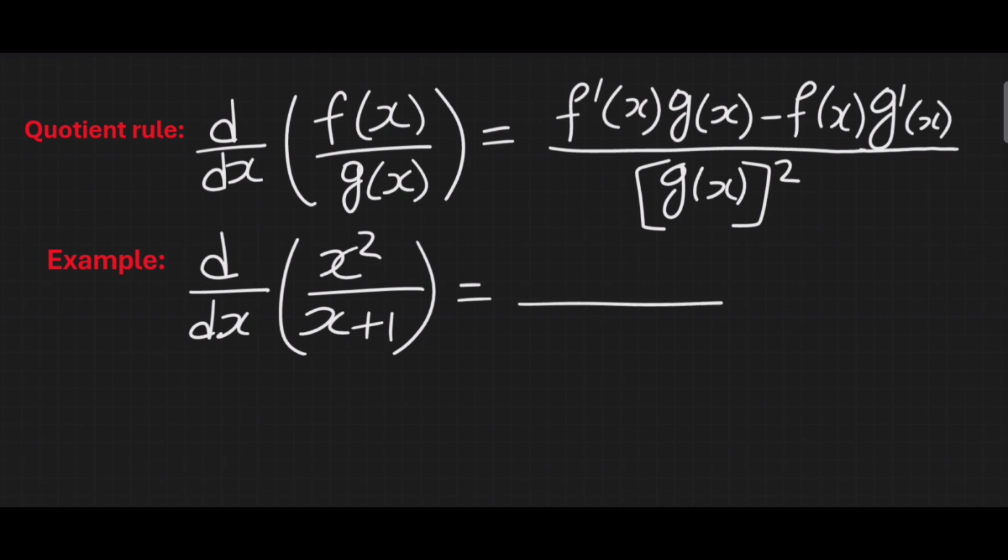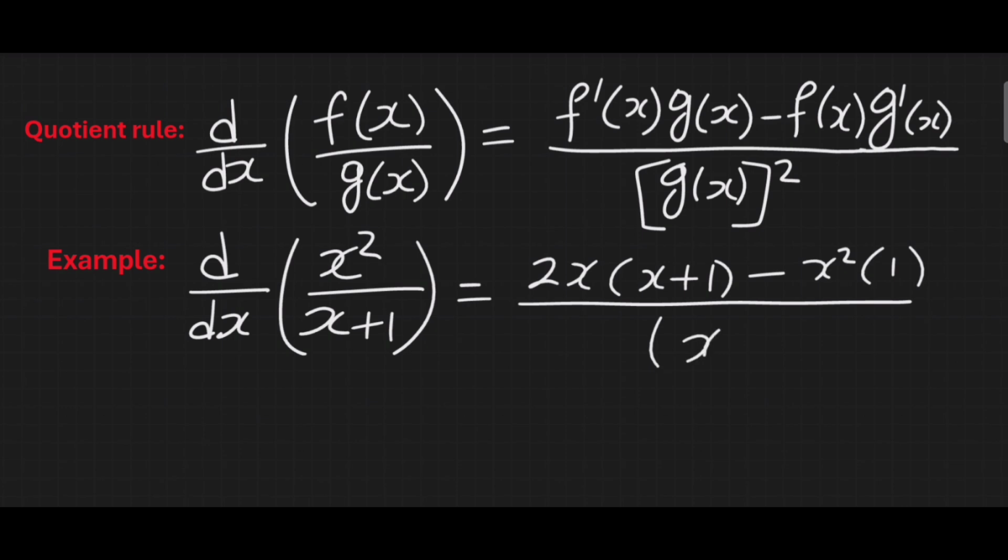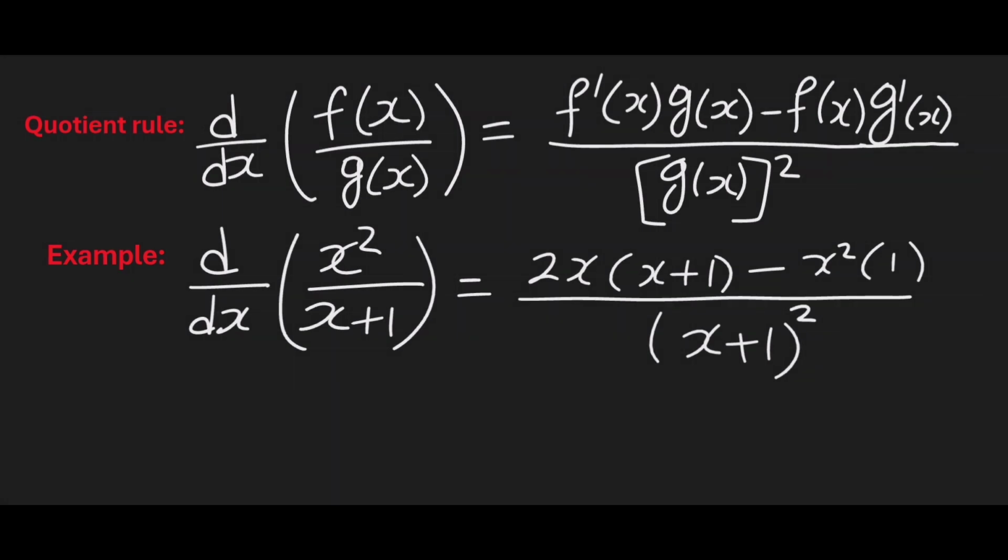For example, suppose we have d by dx of x square divided by x plus 1. First differentiate the top term and keep the bottom term the same, that is derivative of x square is 2x. So we get 2x times x plus 1. Next keep the top term the same and differentiate the bottom term, that is derivative of x plus 1 is 1. So we get x square into 1. Now subtract them and divide everything by the bottom square. So the final answer is 2x times x plus 1 minus x square divided by x plus 1 the whole square.